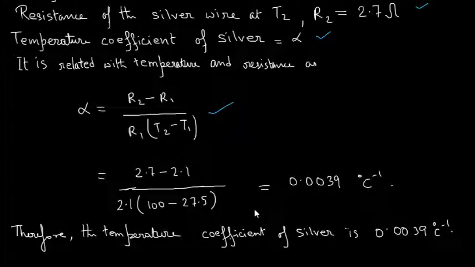Now putting the value of R2, R1, T2, T1, we get 2.7 minus 2.1 upon 2.1 bracket 100 minus 27.5. Upon solving, we get 0.0039 degree centigrade inverse. Therefore, the temperature coefficient of silver is 0.0039 degree centigrade inverse.